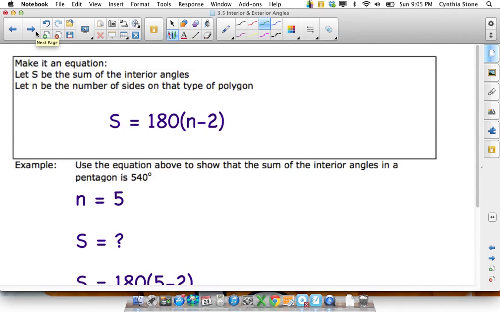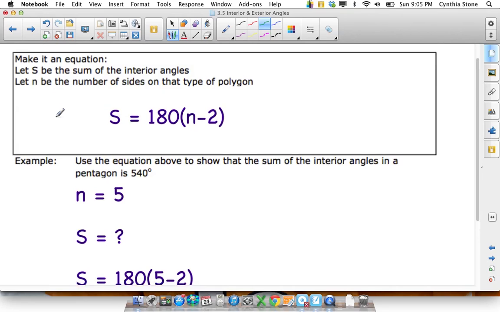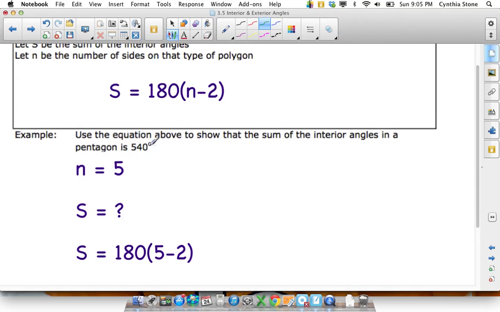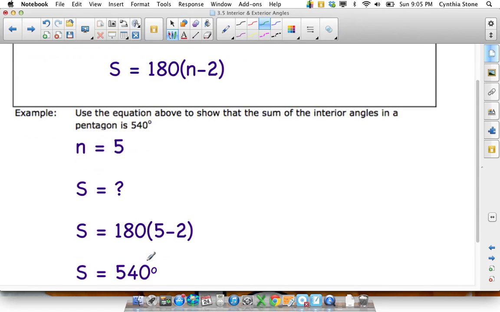And here it is. If I say S is the sum of the interior angles, where for a triangle S would be 180, and N is the number of sides in that type of polygon, I can find then the sum of the interior angles. So just to give you what I mean, in the table above, it said that a pentagon is 540. We're going to use the equation and I'll show you why. In a pentagon, you have 5 sides, so that's why N is 5 for 5 sides. And we want to find S. So you use this equation and you end up with 540.